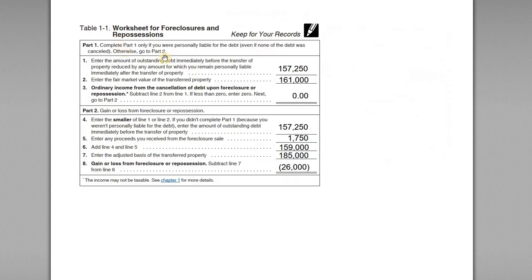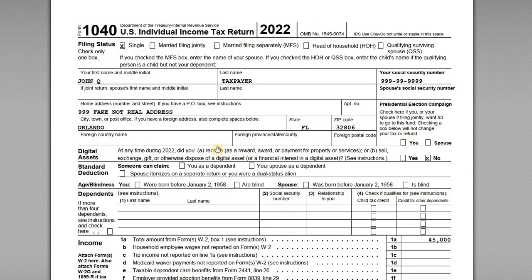I do have a worksheet for foreclosures and repossessions. This is pulled from Publication 4681, and this is necessary in order to calculate the gain or loss that you realize once the bank takes the property back. Okay, so I've got those two pieces, and then I do have a sample tax return here, a 1040 for 2022. And we'll go through this and see how John needed to report everything on his tax filings.